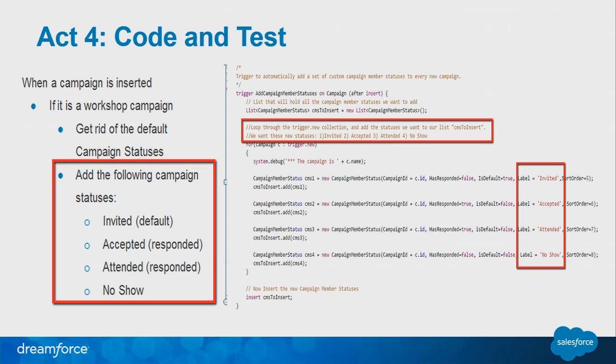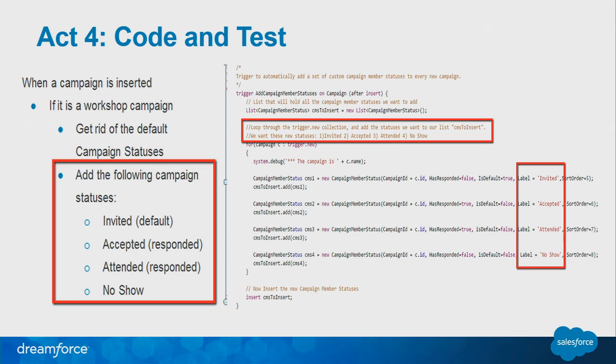Well, I see in our pseudocode we have add the following campaign statuses, and I see where in the code that's happening. Hey, do you see how I updated the labels for the campaign member statuses? Invited, accepted, attended, and no-show. And I updated the comments too. I'm pretty proud of myself. You should be. But what about the rest of the pseudocode?